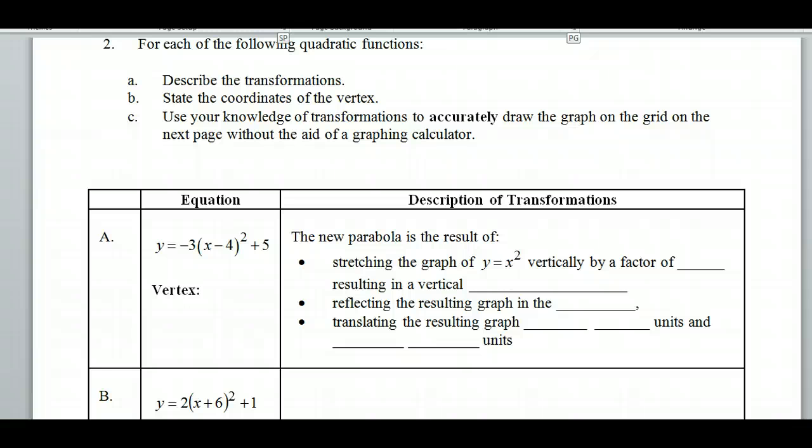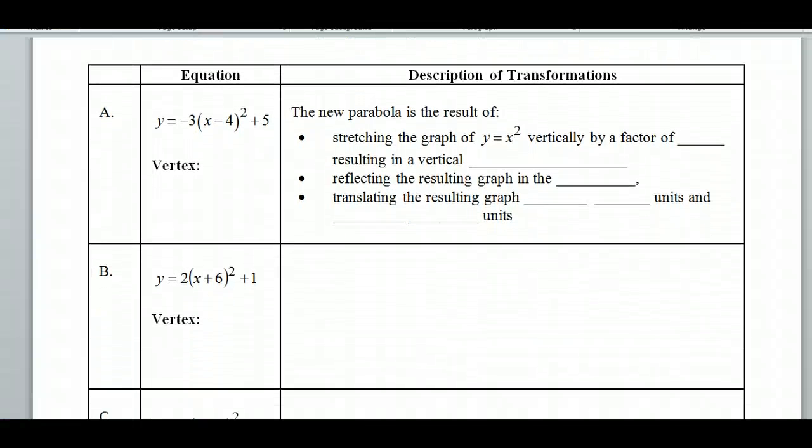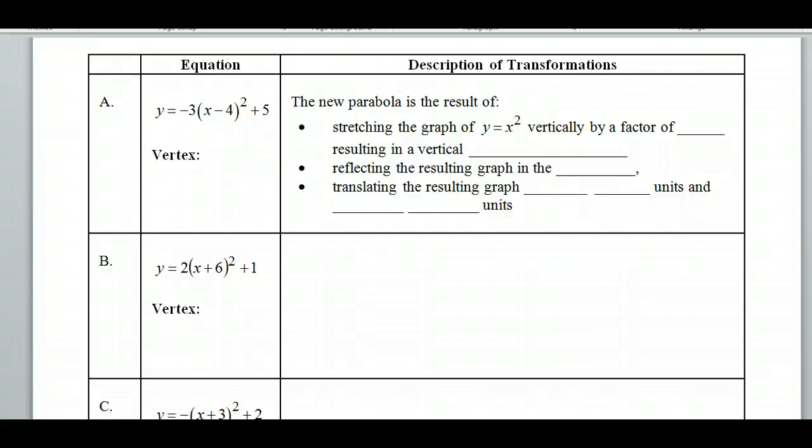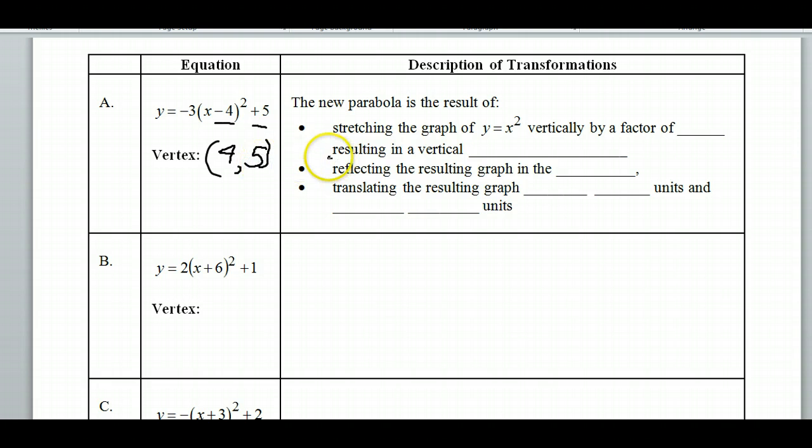Okay, let's look at equation A. Y equals -3(x minus 4) quantity squared plus 5. Let's start out by finding the vertex. So where is this? We know that it's moved right 4 units and up 5 units. Right 4, up 5, puts the vertex at 4, 5. We stretch the graph of y equals x squared vertically by a factor of 3. Remember, it's the absolute value of a that we're interested in, resulting in a vertical expansion.